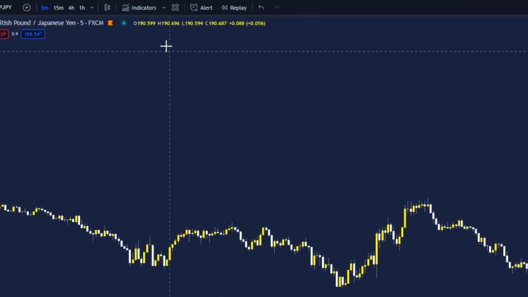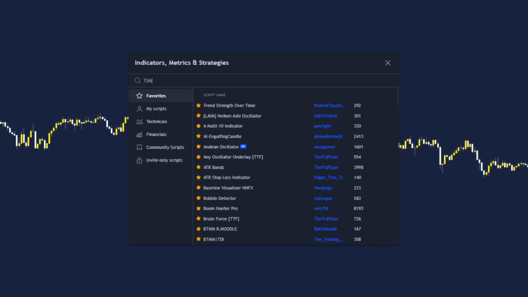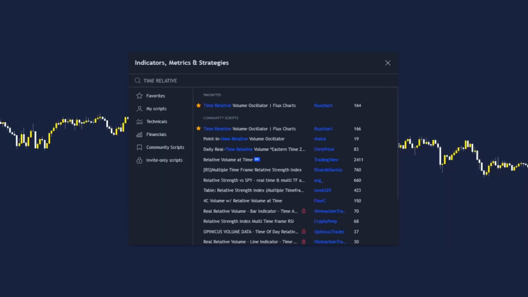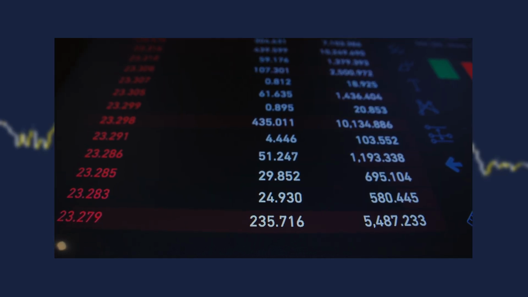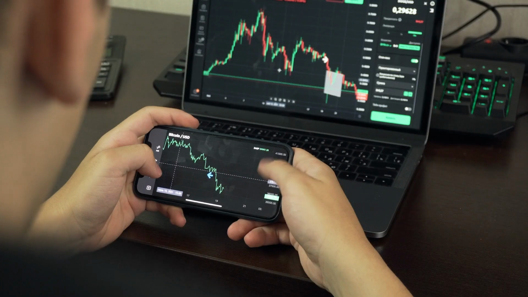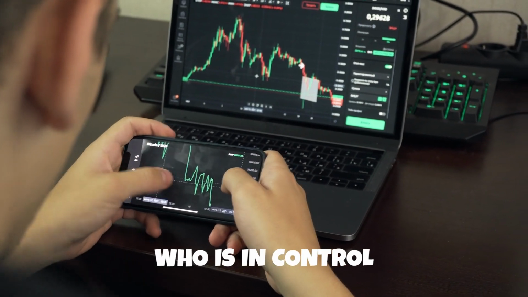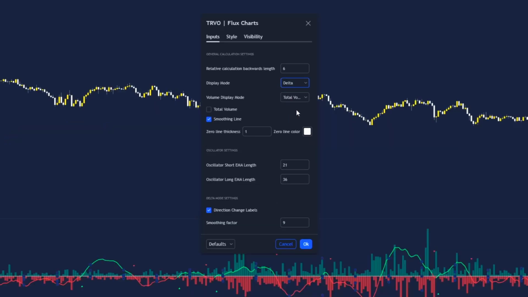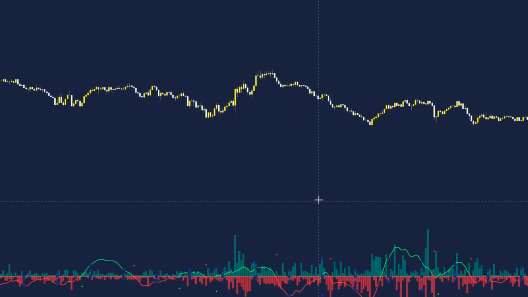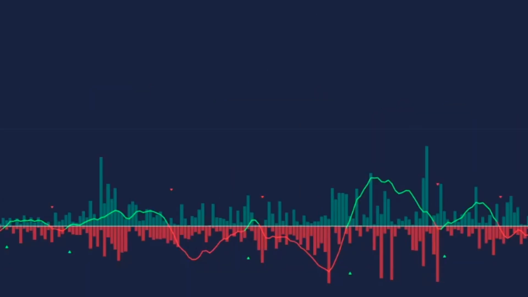Let's get into it. Naturally, we're on TradingView. Let's first open the indicators tab and add the time relative volume oscillator right here. This indicator will automatically plot buying and selling volume per candle to help us easily see who is in control of the market. In the settings, change the display mode to Delta. This allows us to follow along per candle and see the market change with ease. This indicator is very easy to read.